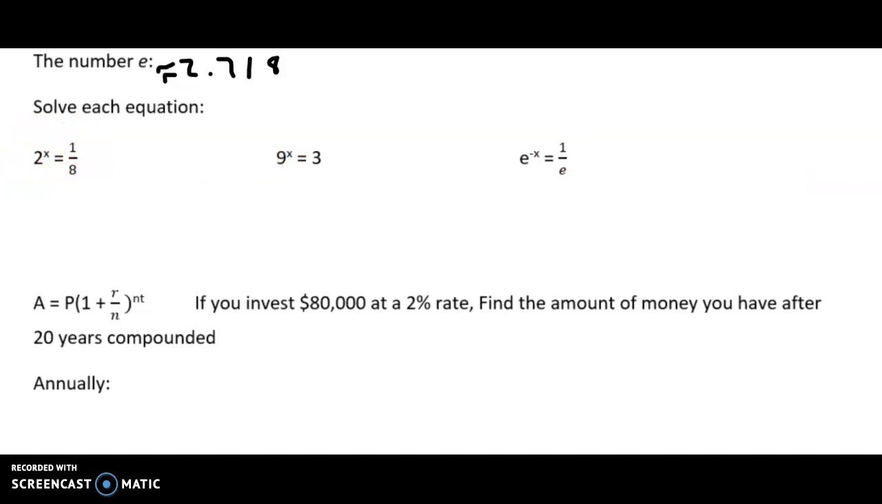In order to do these, you have to get both sides into the same base. So 1/8, I know that 8 is 2 cubed. So it looks like I would actually write 1 over 2 cubed as 2 to the negative 3. So the answer here is x equals negative 3.